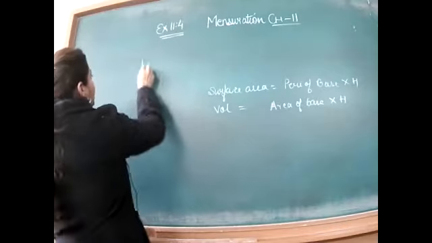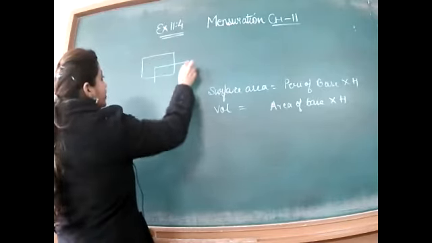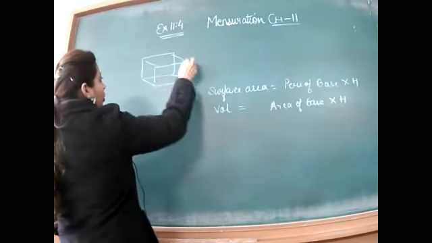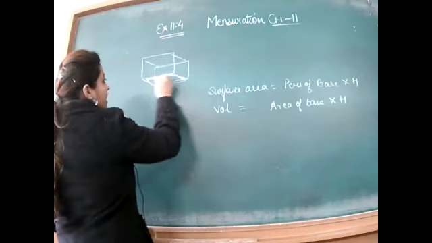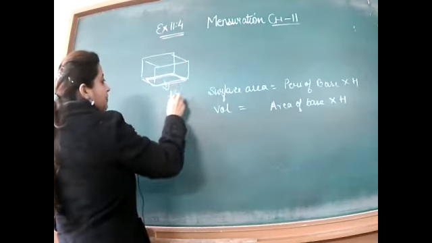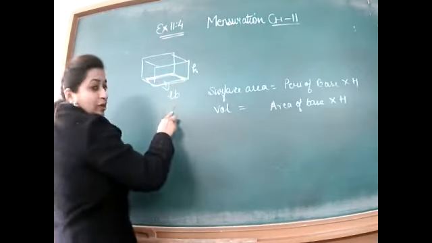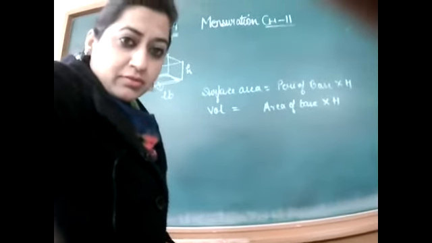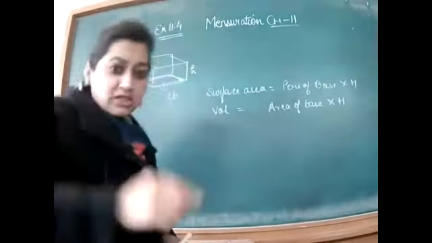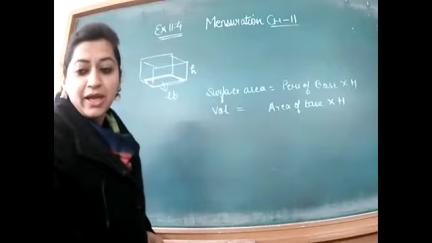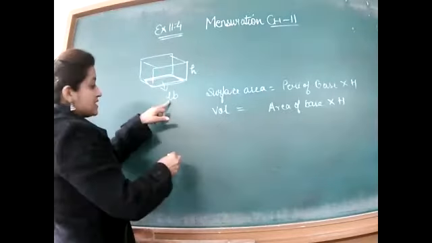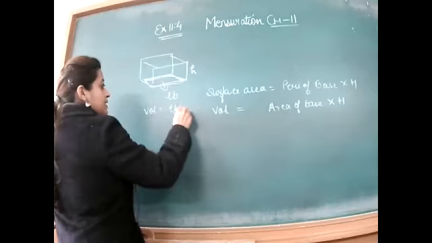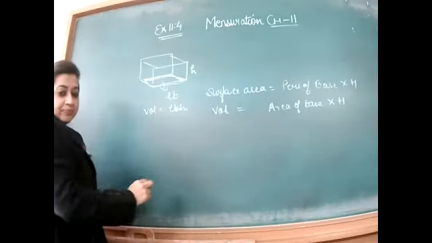Like first I'm talking about cuboid. If you take cuboid, as you can see, cuboid is having a rectangular face and the area of rectangle is LB and the height is H. So its volume can be derived by area of base, that is LB into H. So volume will become LBH. Okay.